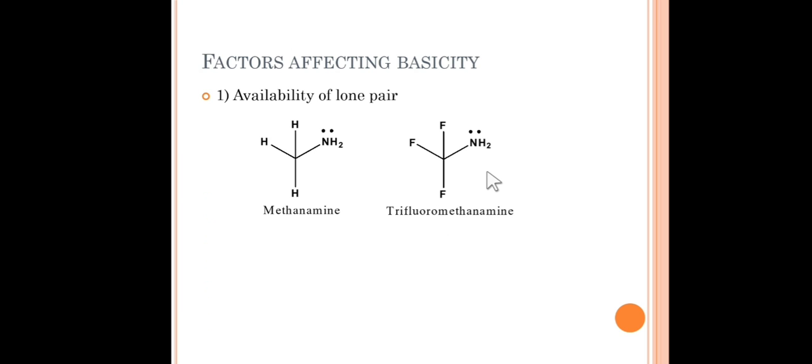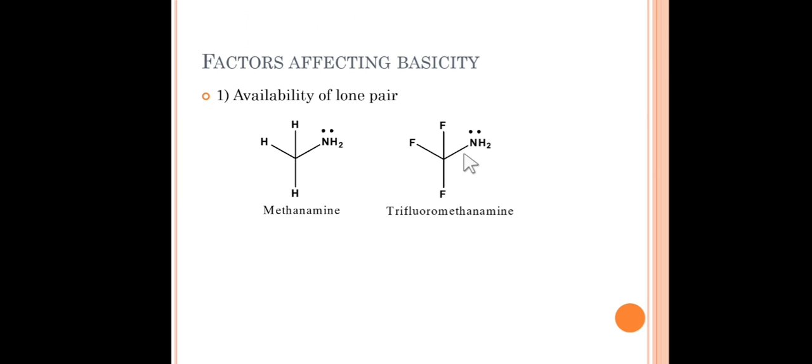I have the first example, that of methanamine and trifluoromethanamine. Friends, among these two, which one will be more basic? It will depend only on the availability of the lone pair on the nitrogen. If we consider the substituent attached to the nitrogen, in methanamine this is a carbon with 3 hydrogens, whereas in trifluoromethanamine we have 3 fluorines. As you know, fluorines are more electronegative than hydrogens.